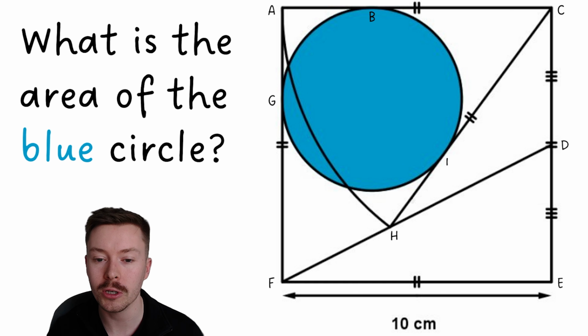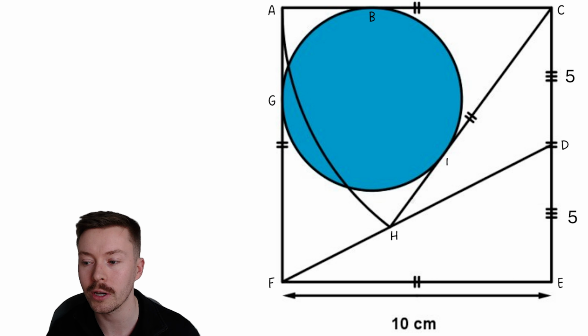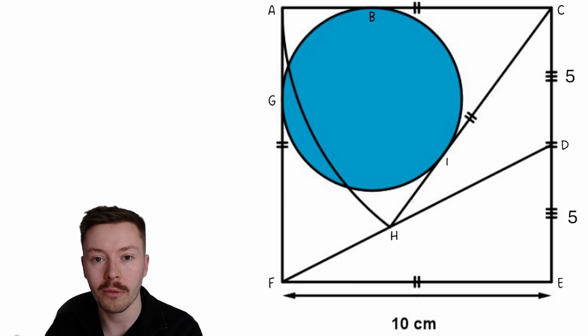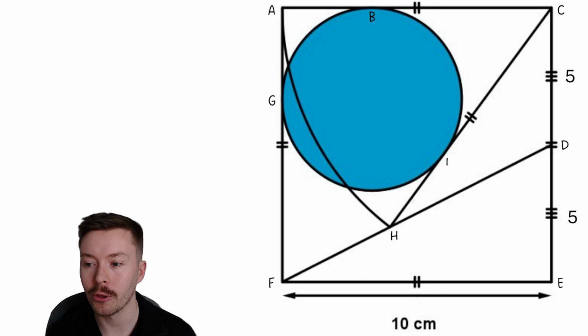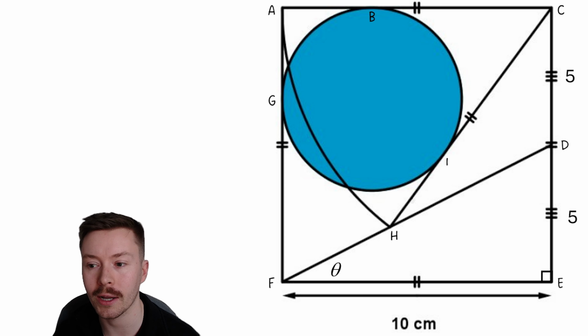Okay, now the first thing that I wanted to do is to start labeling these sides. So I labeled C to D 5 and D to E 5 because they are half of the side of the square. Now the next thing I wanted to do is to label this angle here as theta, and I'm going to put a right angle at the point E. We know it's going to be a right angle, but just to be clear, I've put that there.